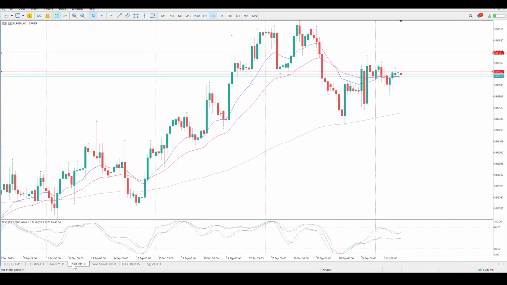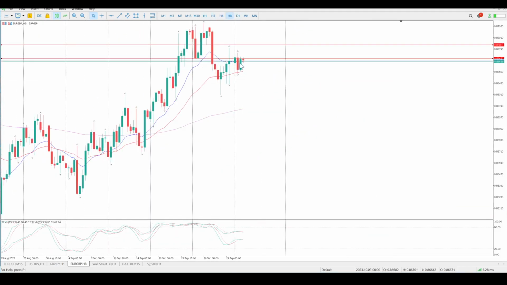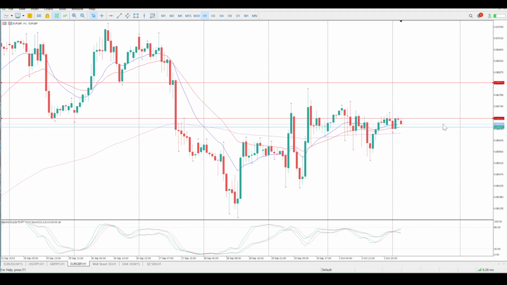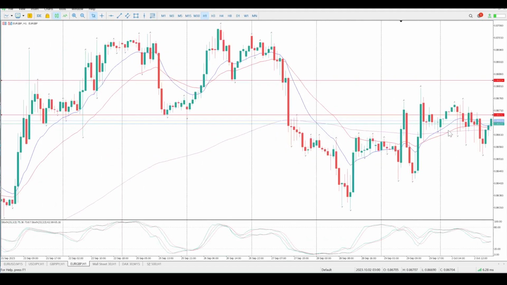Lastly, Euro British Pound, and this is basically going nowhere. Let's just get to the 8 hour here. Lots of tails here, big up, big down, big confusion. Get to the hour, and you can see a complete range in amongst the moving averages. So I have zero interest in jumping in on that.